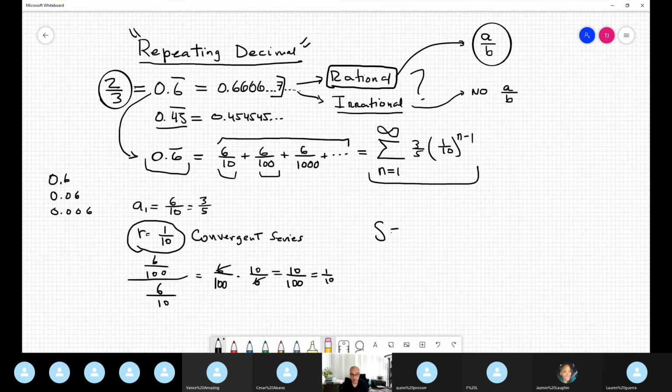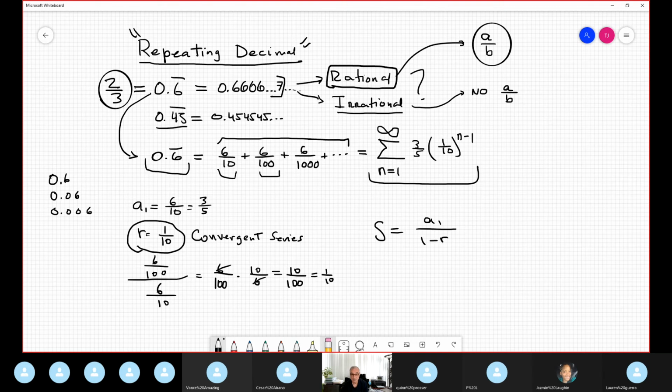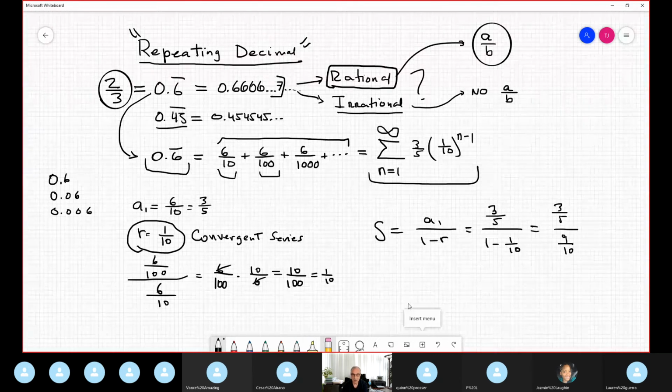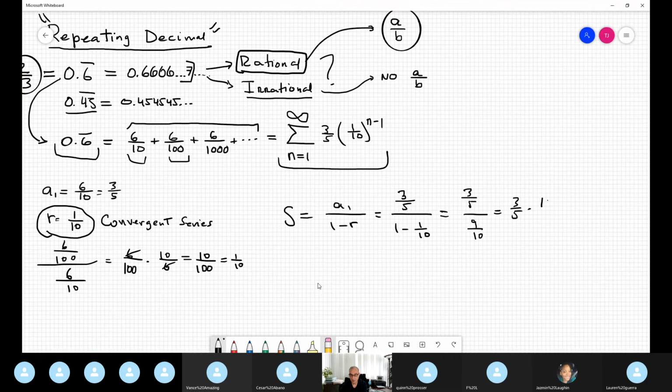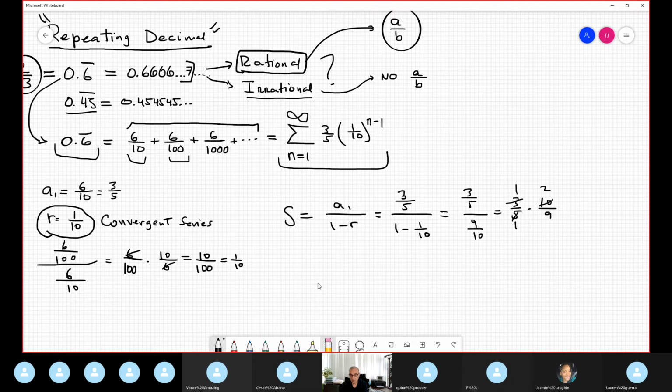S is equal to a1 divided by 1 minus r. a1 is 3/5, divided by 1 minus 1/10. This is 3/5 over 9/10, because I consider 1 as 10/10, and 10 minus 1 is 9. Finally, I divide: 3/5 times, flip it, 10/9. Now simplify a little bit: divided by 5, 1 and 2; divided by 3, 1 and 2. The answer is 2/3, exactly what we expect from our experience using the calculator.